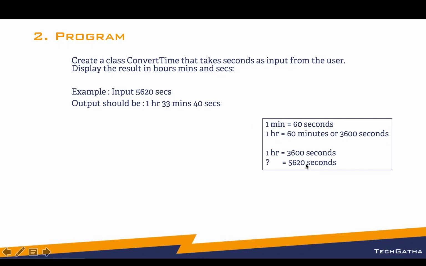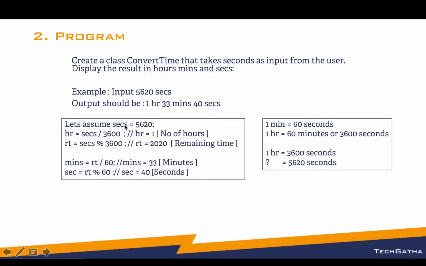What is 5620 seconds in terms of hour? So if we divide seconds, that is 5620 by 3600, whatever quotient we get, that is the hour. Whatever remainder that we get, that is the remaining time. Now from this remaining time, if we divide it by 60, we get the minutes, that is the quotient, and whatever is left out after the remainder is the seconds. So this is very easy to solve.